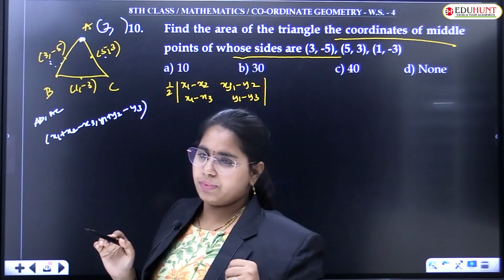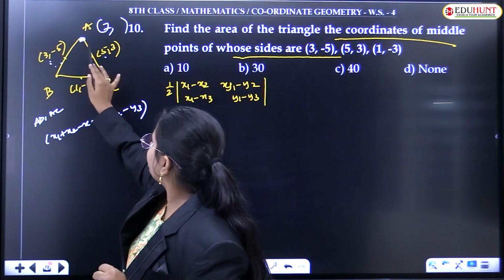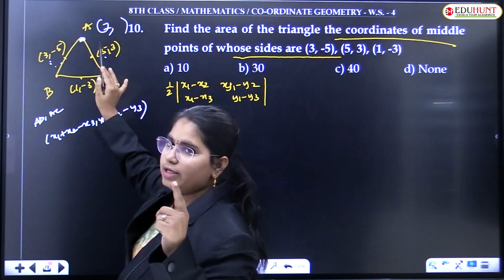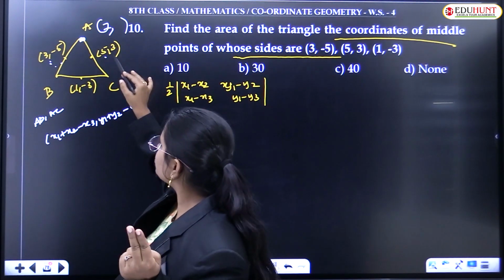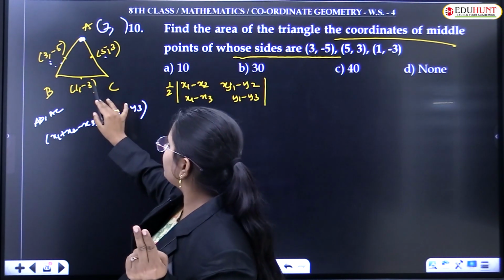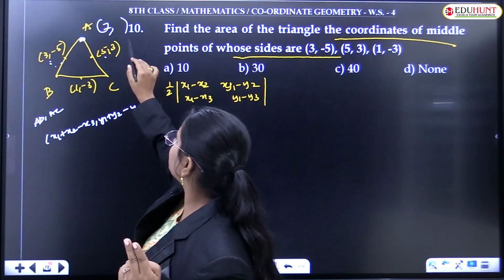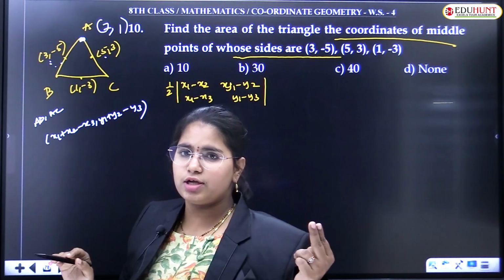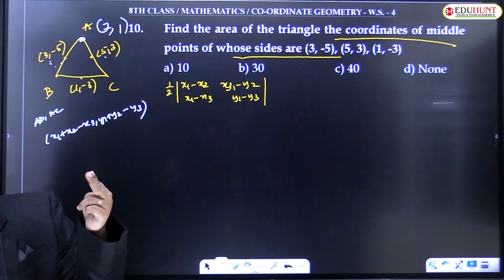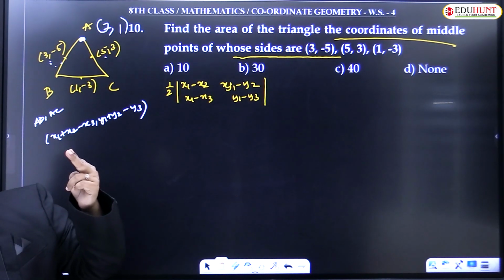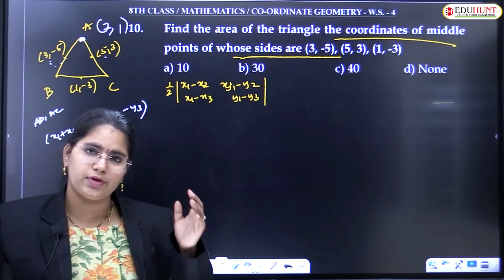First one is done. Next, minus 5 plus 3 is minus 2. Minus of minus 3 is plus 3. Minus 2 plus 3 is 1. So my A vertex is becoming 7, 1. Done.